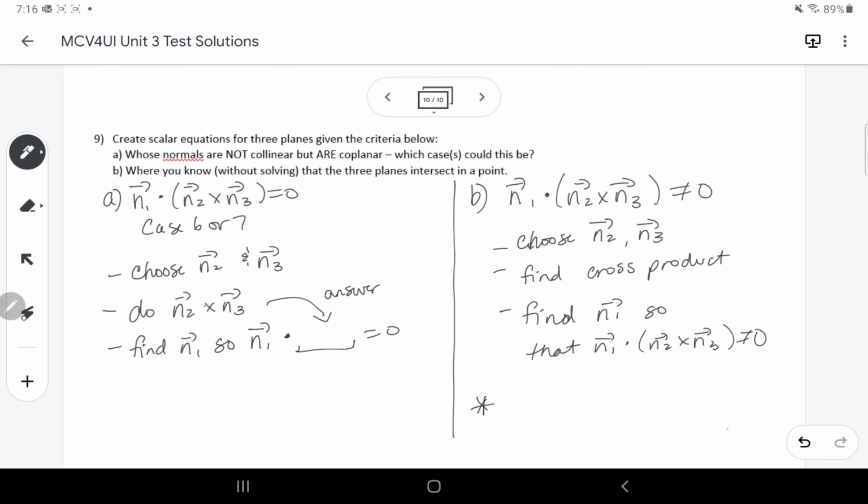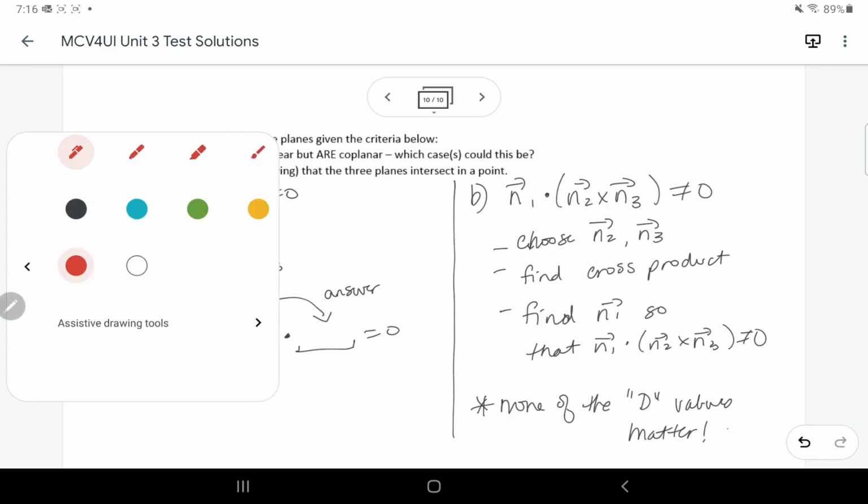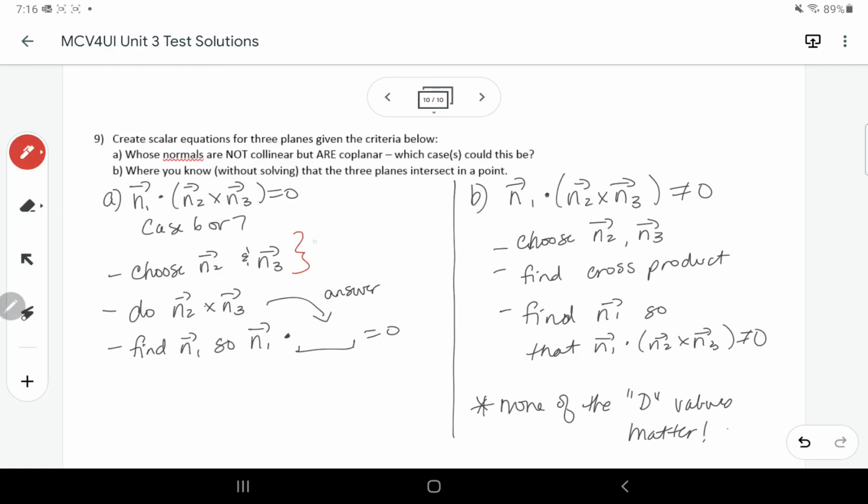And none of the D values in the Cartesian equation matter at all. So you can pick any number in the world that you want for those D values. It does not matter. One thing that you just have to be careful of is that these guys are not collinear, because that would be parallel or coincident planes.